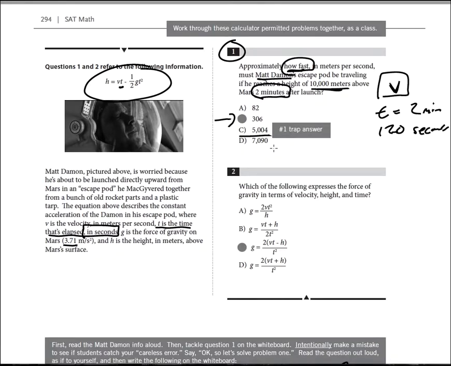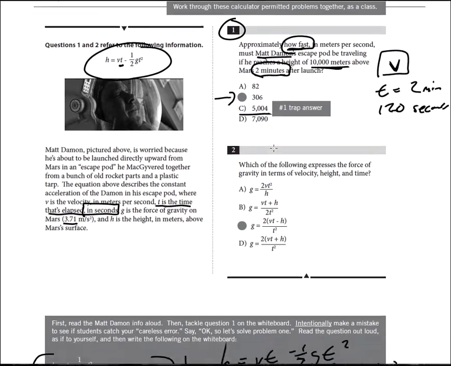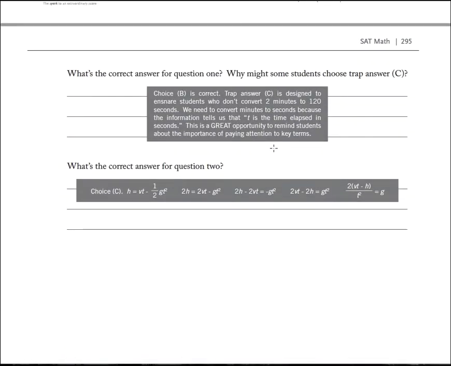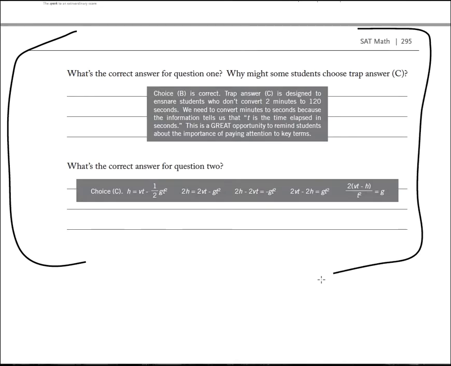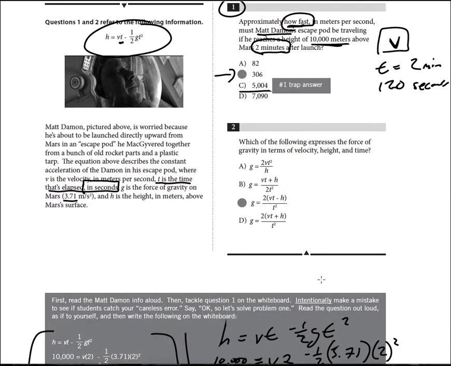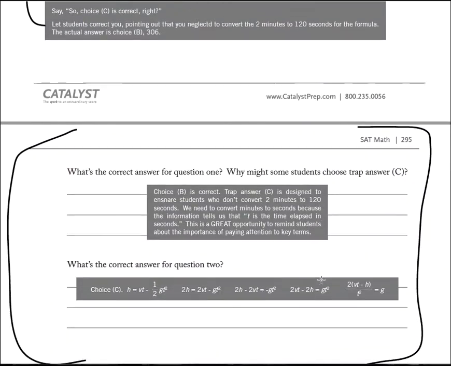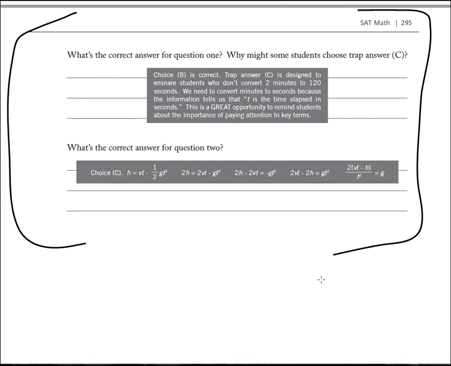Okay, so now that we're back, let's do problem number 2. For problem number 2, again, the answers and explanation are on page 295 for those of you who are teaching here. And really all you're doing here is illustrating with students. For number 2, you might want to have students do it on their own and see if they can come up with it. But you're illustrating how you can manipulate that formula to solve for G.